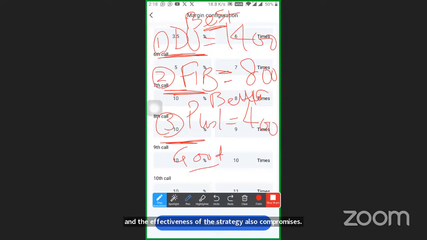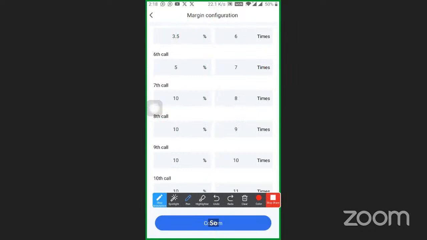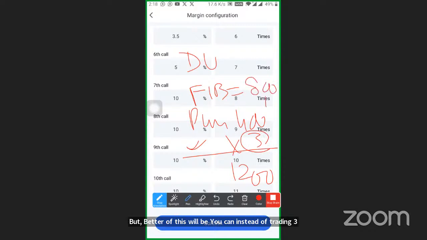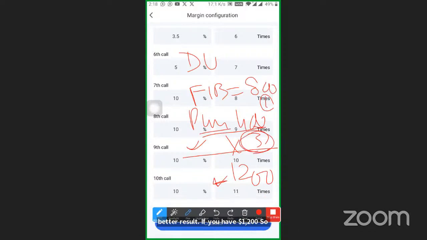So someone may think, I have $1,000. Instead of choosing the double up strategy, why not choose the +1 strategy? With $400, I can trade on 3 coins if I have $1,200. But better than this will be Fibonacci. Instead of trading 3 coins, you can choose to trade with $800 on 1 coin and 1 coin with the +1 strategy. That will give you a better result if you have $1,200. So instead of trading on 3 coins, you can trade on 2 coins, one with Fibonacci, one with +1. That will give you 1 coin with a better strategy.